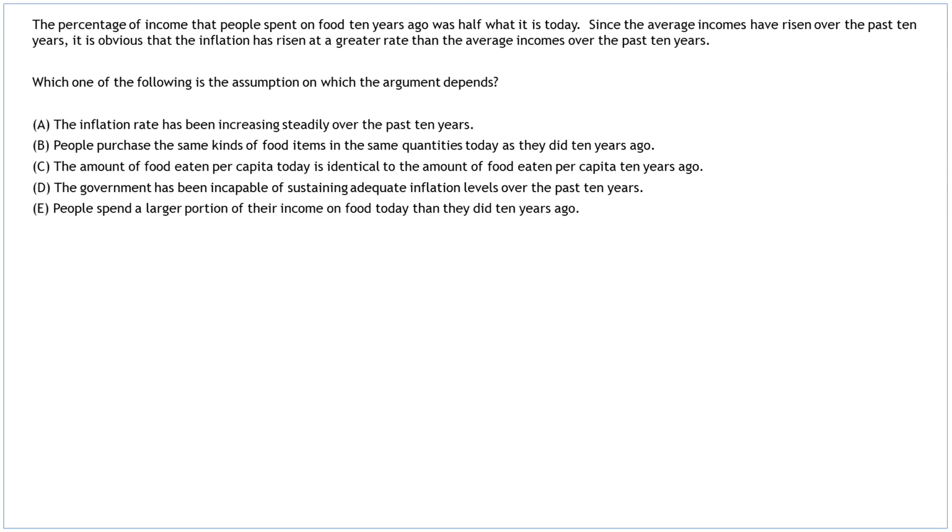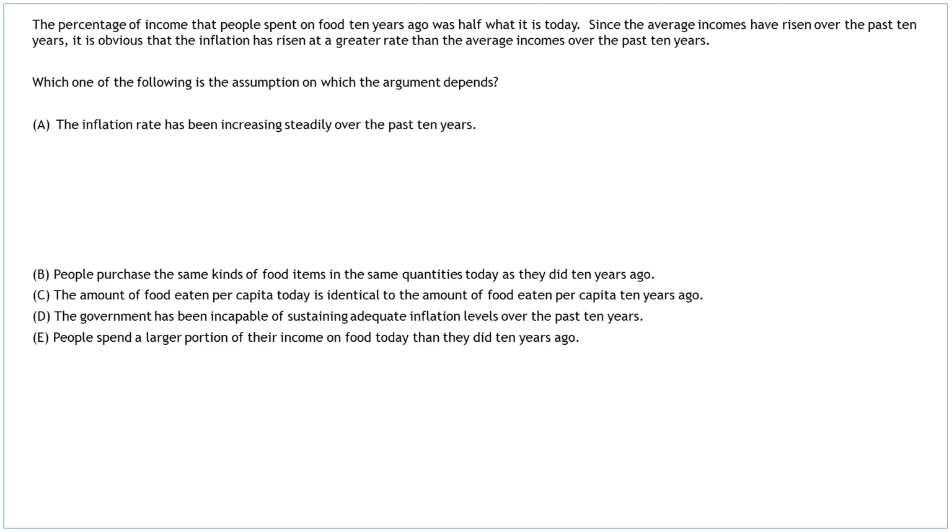Now let's move on to the question. You can now pause and try to answer this question on your own. Now let's tackle it together, using process of elimination.